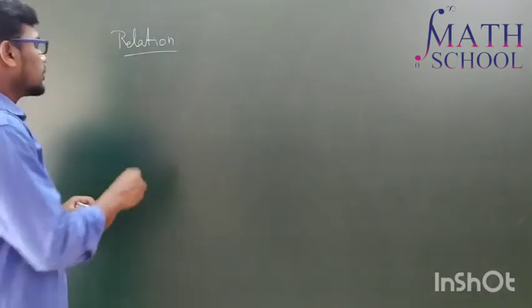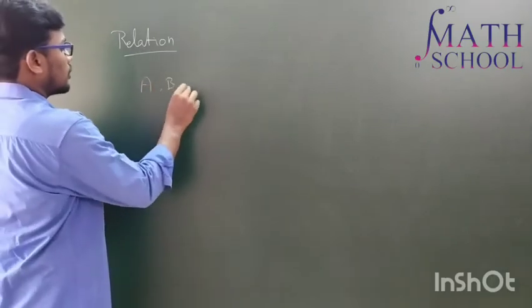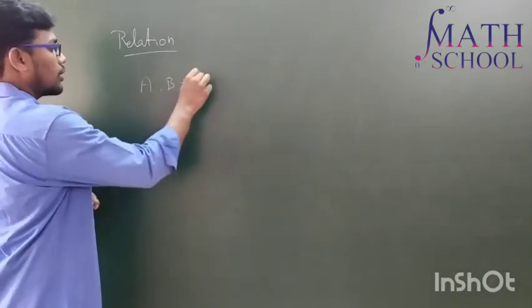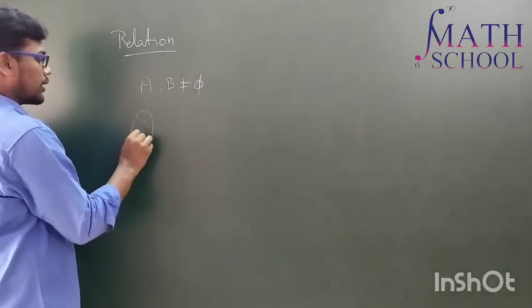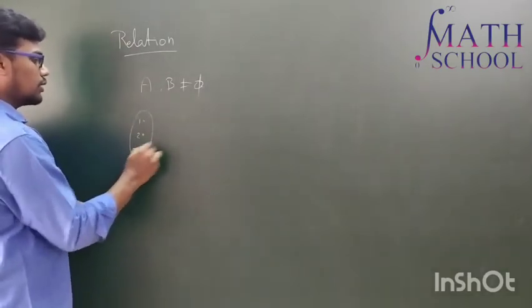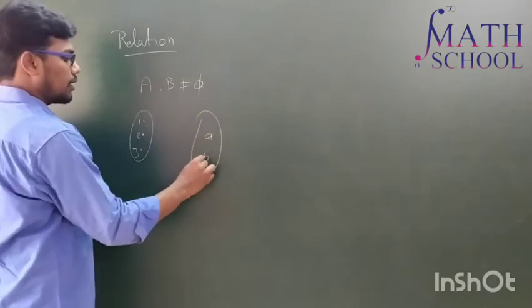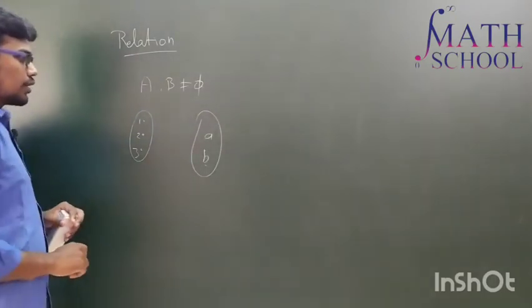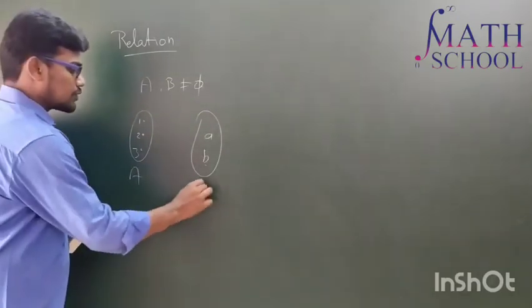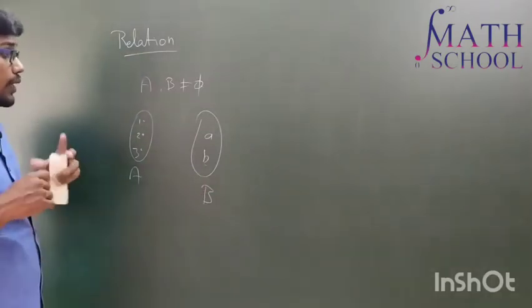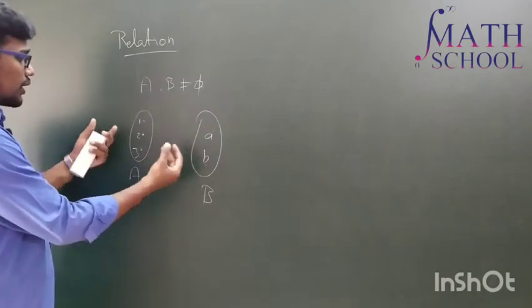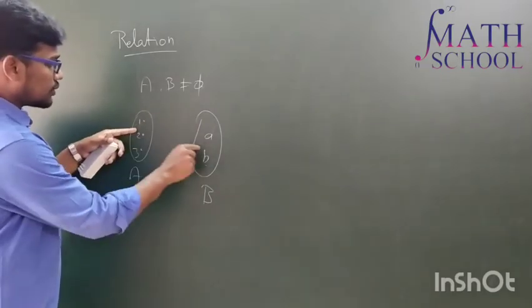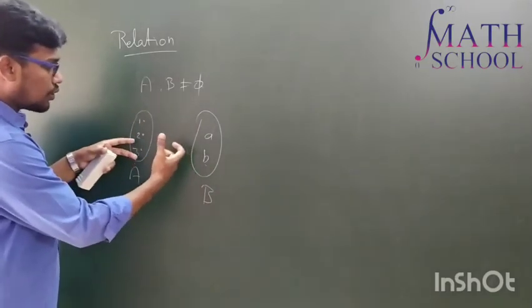Okay, so let us take A and B, both non-empty sets. Okay, there are some elements. Let us take, say, A has some elements, say 1, 2, 3, and B has some elements, say a and b. Say this is A and this is B. So how can we think of a relation between these two sets? It means a relation between the elements of those sets.